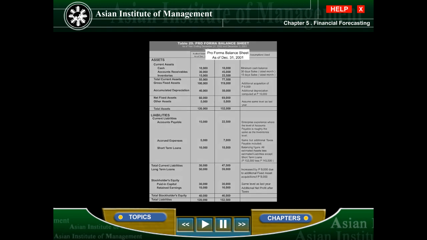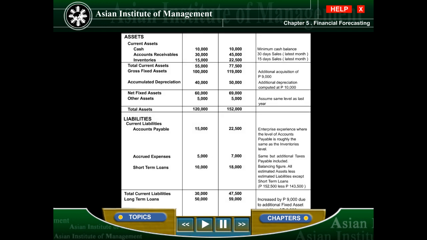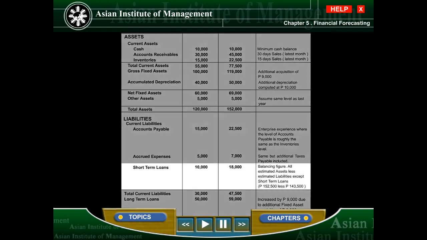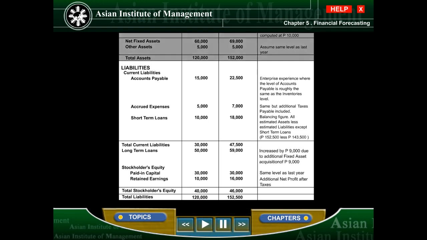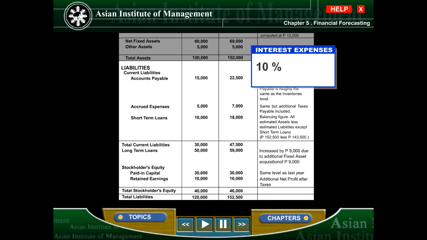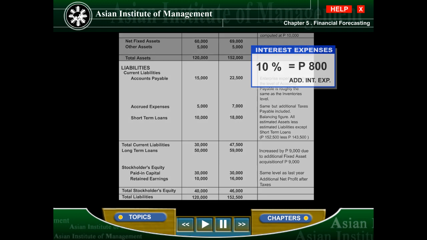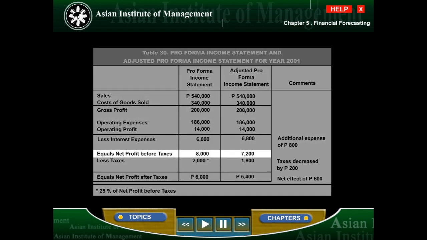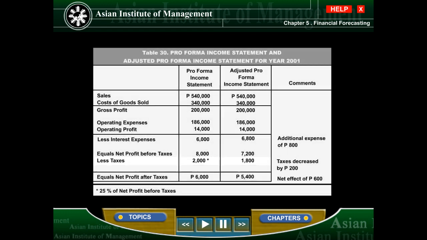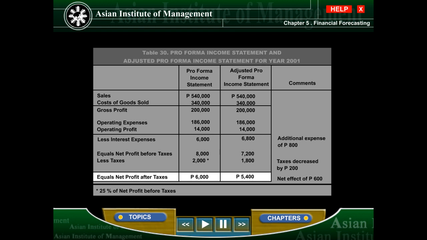The pro forma balance sheet, as of December 31, 2001, shown in Table 29, has still to be adjusted because the additional short-term loans of 8,000 pesos used to adjust and balance the balance sheet will create additional interest expenses. If the interest rate is 10%, then the additional interest expenses will be 800 pesos. This will affect the income statement. The 800 peso interest expense will reduce net profit before taxes by 800 pesos, but it will also reduce taxes due to the lower taxable income. The net effect is to reduce net income after taxes.